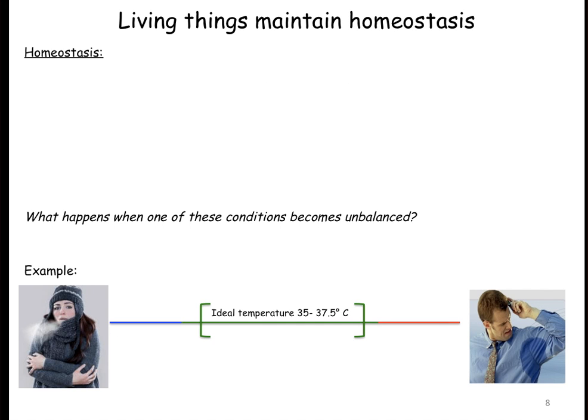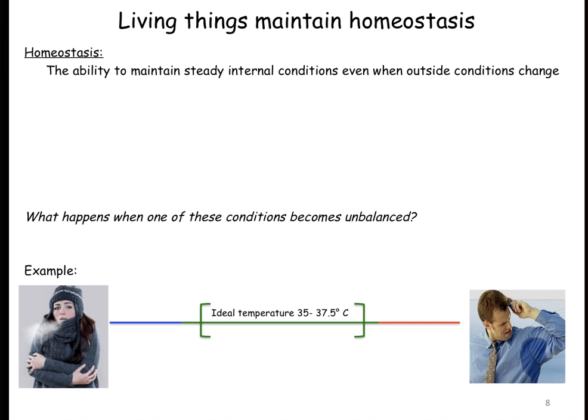The fifth characteristic of living things is that they maintain homeostasis. Now, that's a new and very sciencey word for you, so let's start by defining it. Homeostasis is the ability to maintain steady internal conditions, even when outside conditions change. As you learned last year, the Earth is a dynamic place, and the environments that organisms live in are constantly changing. Temperature, rainfall, nutrient availability, and many other factors vary day to day, even minute by minute.